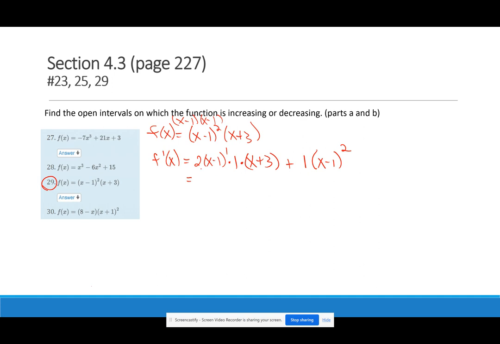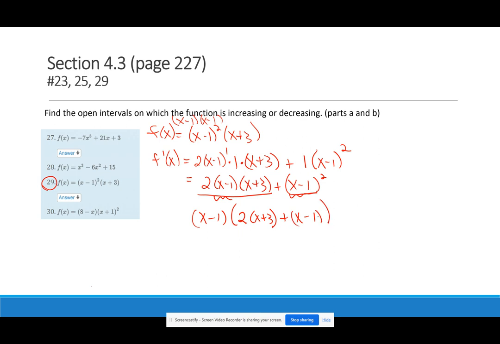All right, now here's the thing on this you might want to remember. You ultimately really would like your final answer to be in factored form. So a good way to simplify this is to factor out the x minus 1 that's common. See what's left. If I take out an x minus 1 from here, I would have the 2 and the x plus 3 left. And if I take out an x minus 1 from there, I just have one x minus 1 left.